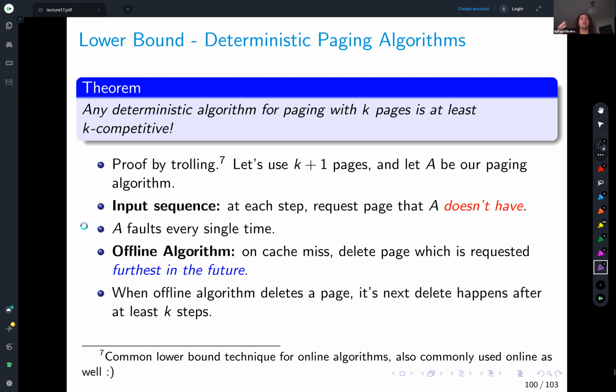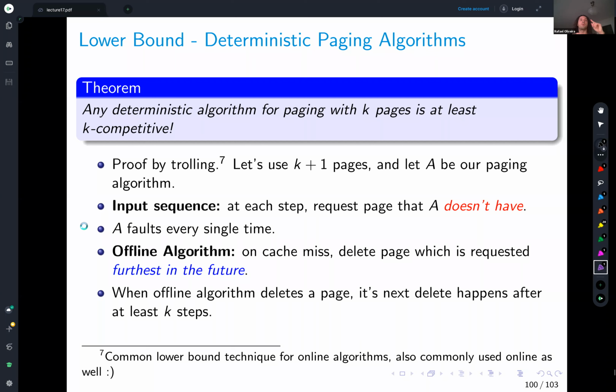But all we're saying here is that A faults every single time. This is an input sequence where A faults every single time, and the opt faults every K steps. So A is faulting at least K times as much as the offline algorithm is faulting. Does that make sense? So it's for that input sequence for which A faults every time that the offline algorithm succeeds. But I guess there is another input sequence where the offline algorithm also misses every time.